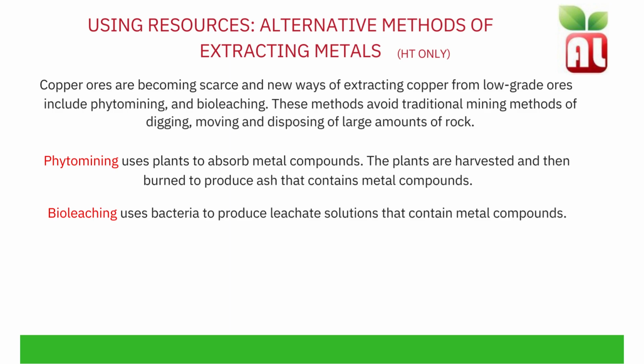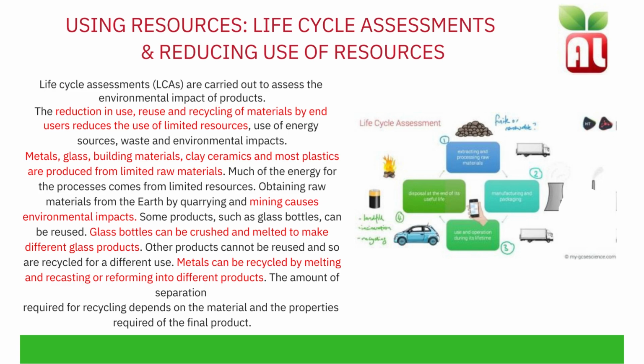Phytomining uses plants to absorb metal compounds from the soil. The plants are harvested and then burned to produce ash that contains metal compounds. Bioleaching uses bacteria to produce a leachate solution that contains metal compounds.